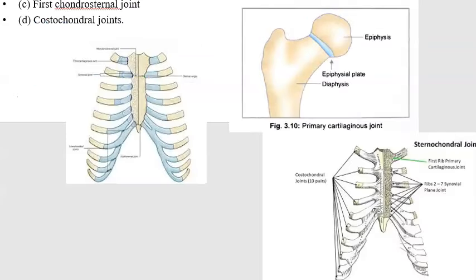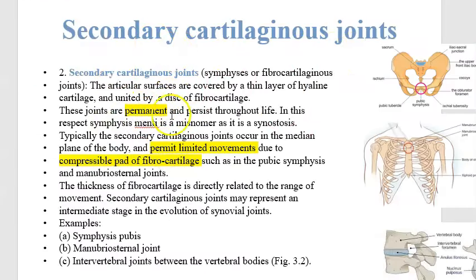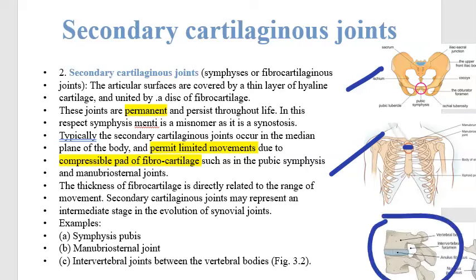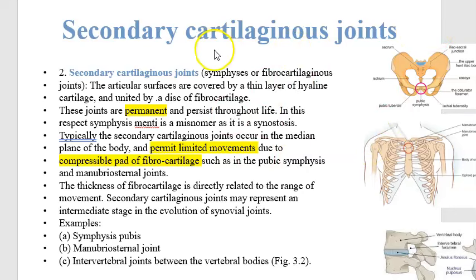Next, coming to secondary cartilaginous joint. These are not going to ossify. These are permanent actually. What is there? Compressible pad, fibrocartilage. In addition to the hyaline cartilage, there is a fibrocartilage compressible pad. So where will you see this? Pubic symphysis, between the manubrium and the body of the sternum you will have this fibrocartilage, and then also the intervertebral disc, I already told you. So 3 examples are there for your secondary cartilaginous joint. Okay, they permit limited movement because of the compression of this pad of fibrocartilage.